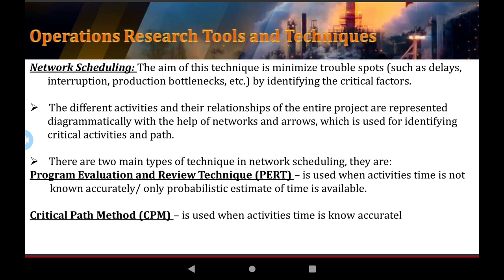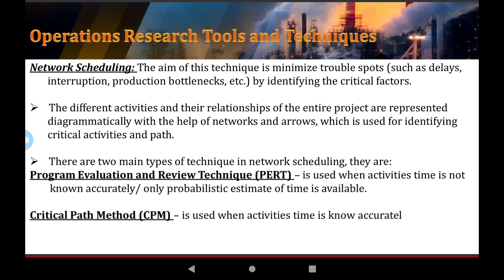Either identifying the critical factors. Some of the basis for the critical factors depends upon network scheduling, which is a good procedure for good schedules and operations for solving problems. It covers the different activities and their relationships in the entire project. Network scheduling provides techniques for activities and for the relationships of the entire project.